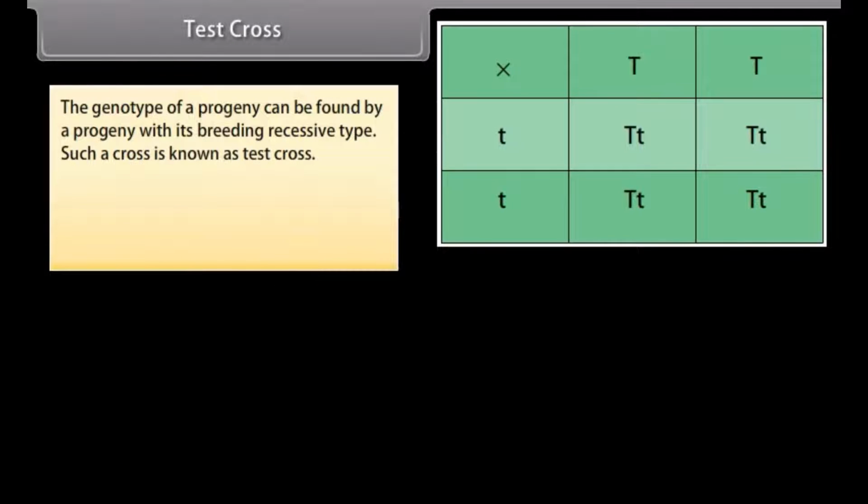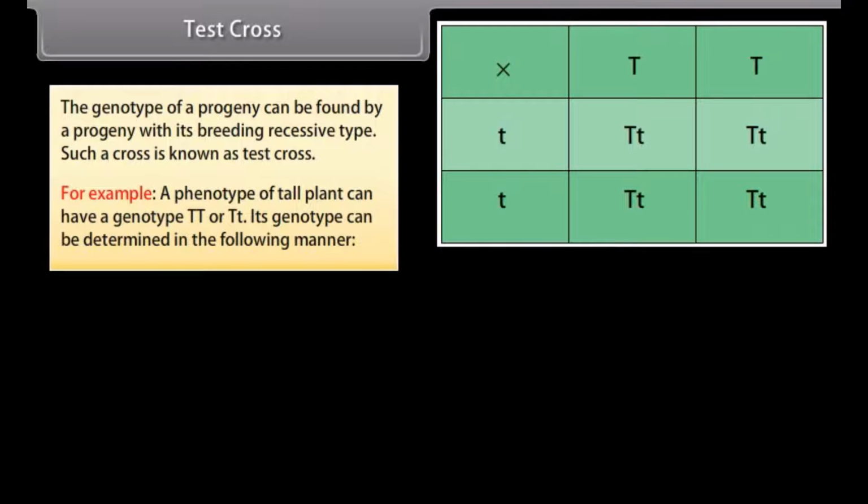Test cross. The genotype of a progeny can be found by crossing the progeny with its recessive parent type. Such a cross is known as test cross. For example, a phenotype of tall plant can have a genotype TT or Tt. Its genotype can be determined in the following manner.